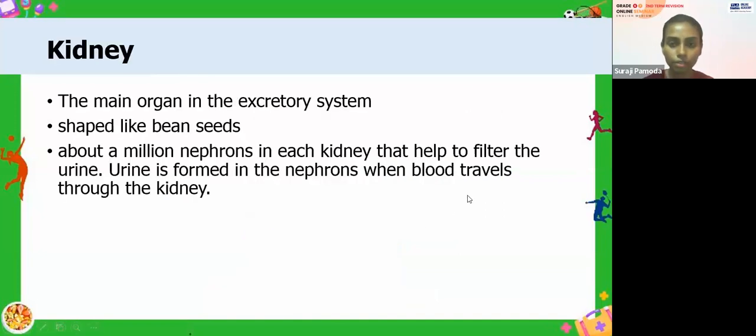Okay, this is the excretory system. So let's see what the kidney is. Kidney is the main organ in the excretory system. It is like a bean seed. බෝංචියට එක හැඩය කියලා තමයි අපි සාමාන්‍යයෙන් කියන්නේ.